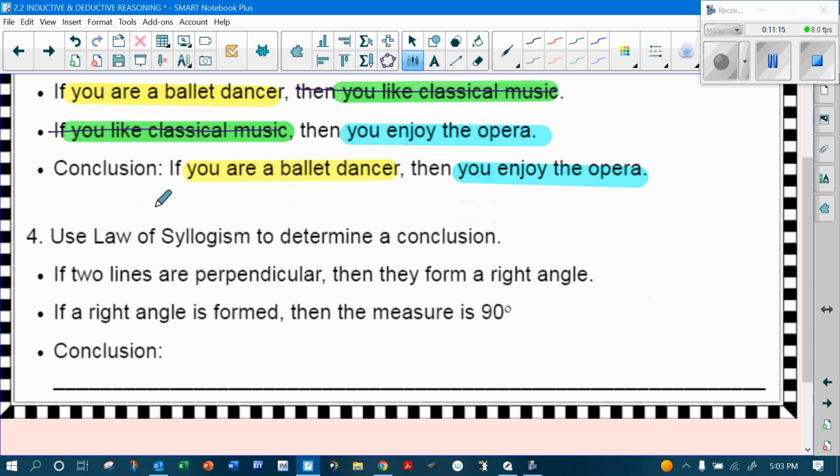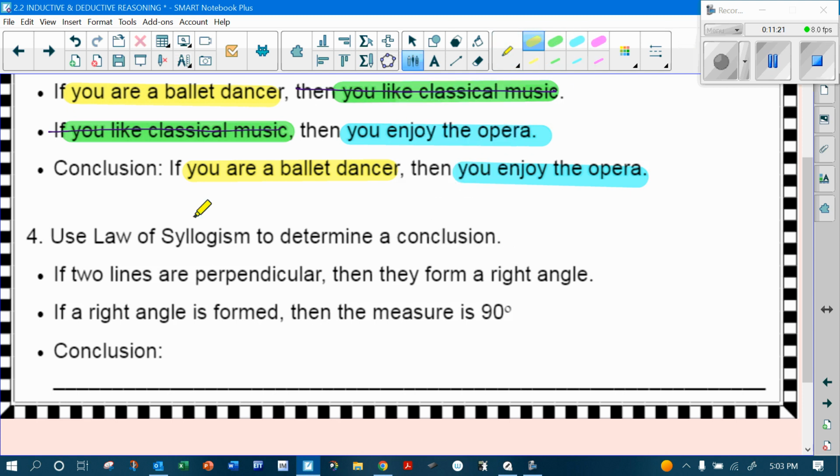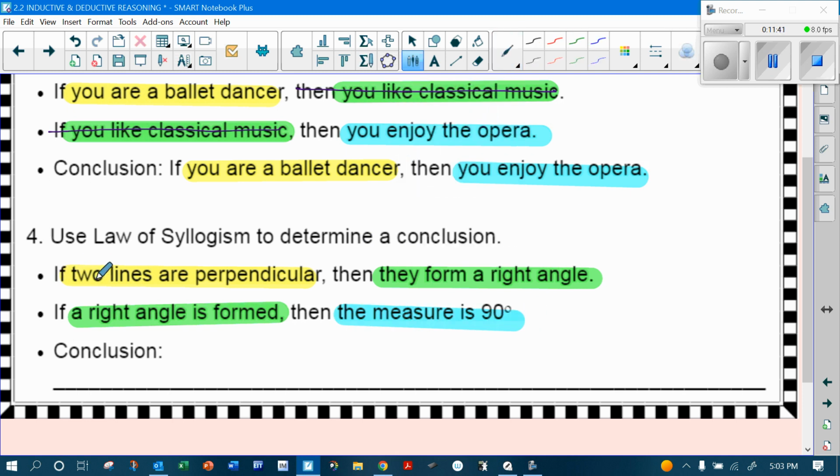So, use the law of syllogism to determine the conclusion. So let's color code it because it's easier that way. So starting with, if two lines are perpendicular, then they form a right angle. If a right angle is formed, then the measure is 90 degrees. What can we conclude? We can conclude if two lines are perpendicular, then the measure is 90 degrees.